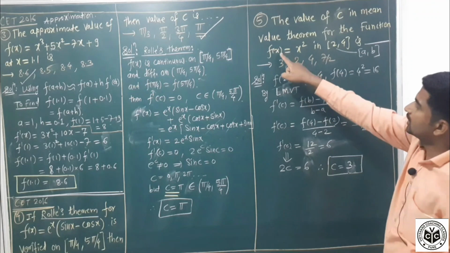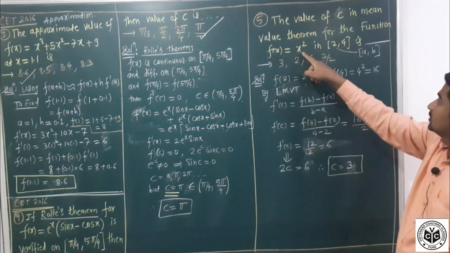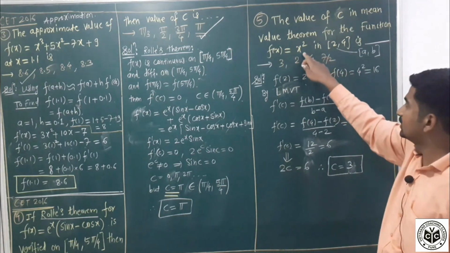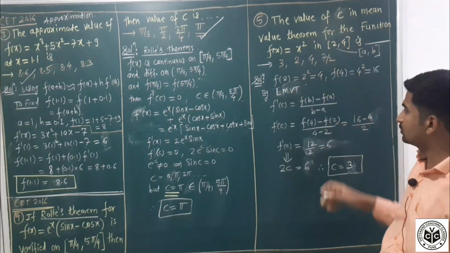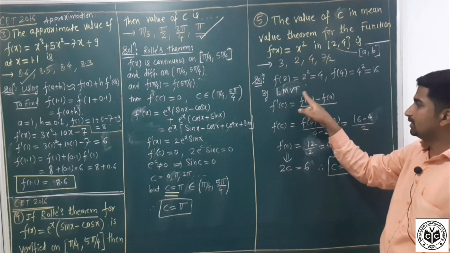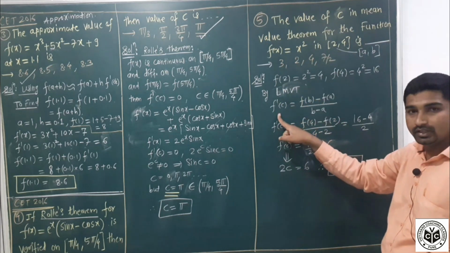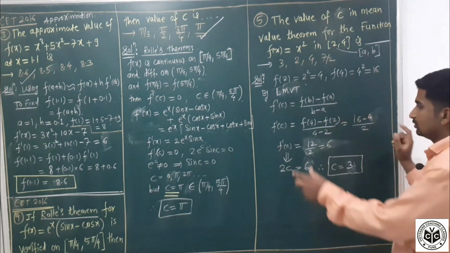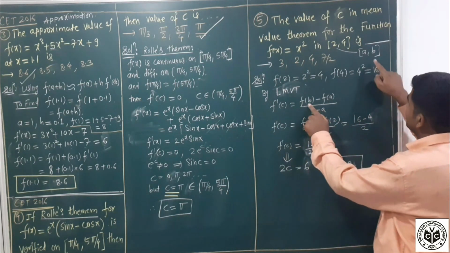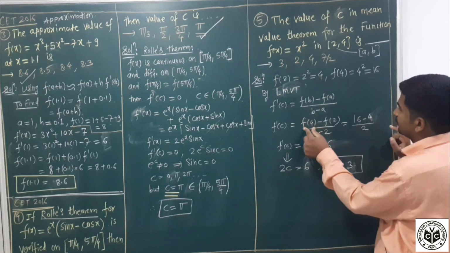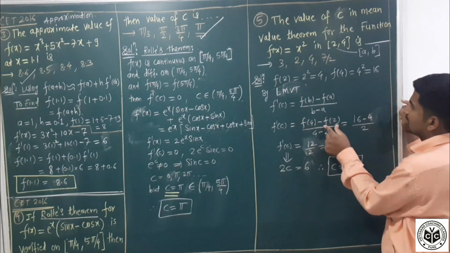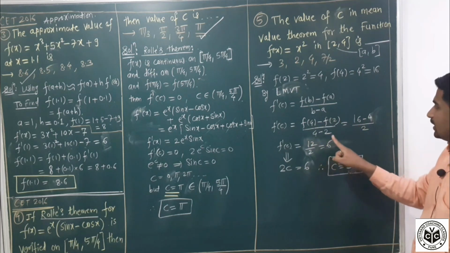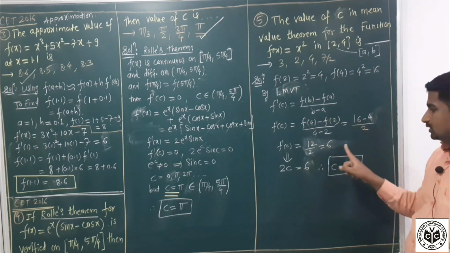Firstly, this function is continuous. This is a polynomial function which is continuous on the closed interval and differentiable on the open interval, because the derivative of x square is 2x. It is differentiable also. So by Lagrange's mean value theorem, f dash of c is f of b minus f of a upon b minus a. So what is the value of f of b? b is 4, so f of 4 is 16, minus f of 2 is 4. 16 minus 4 upon b minus a. So it comes to 6.